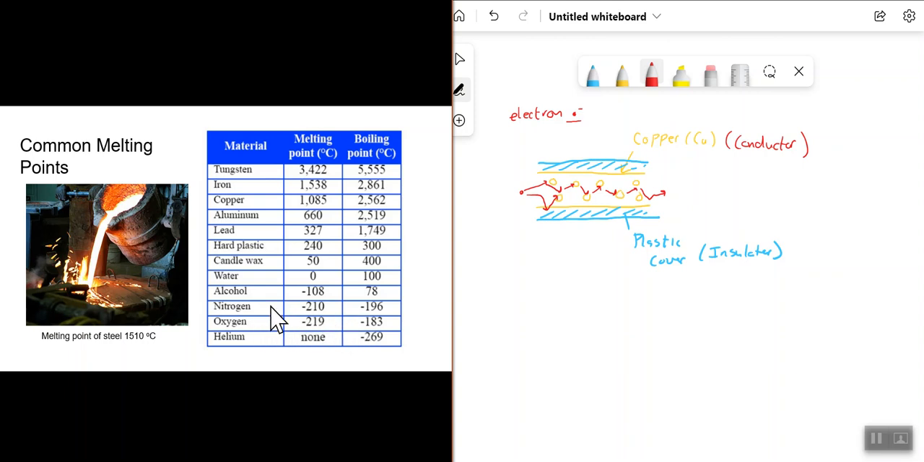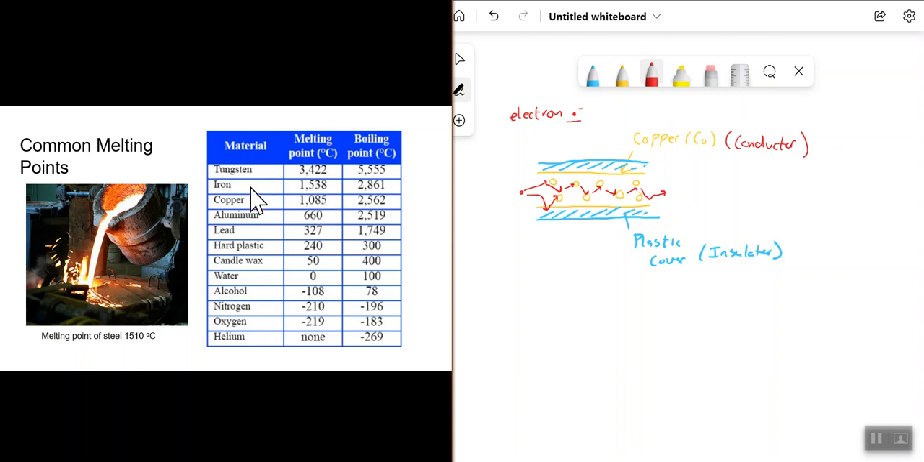If we look at oxygen and nitrogen, they have really low melting points and boiling points. If we think about alcohol, it has a fairly low melting point and a high enough boiling point. Water starts to melt at 0 degrees and starts to boil at 100 degrees. Candle wax melts at 50 degrees. It boils at 400 degrees. And then we have hard plastics. So we have lead, so you can see it has a very high melting point and boiling point. Aluminium, very high boiling point.